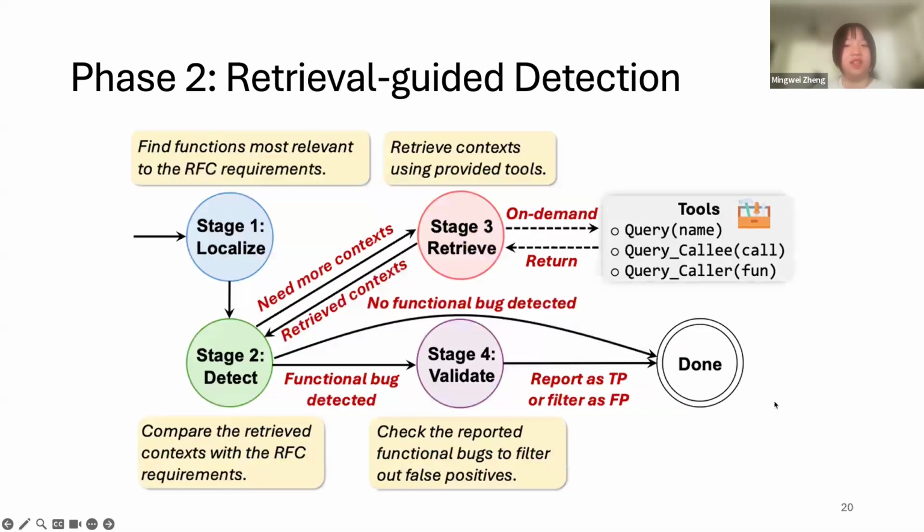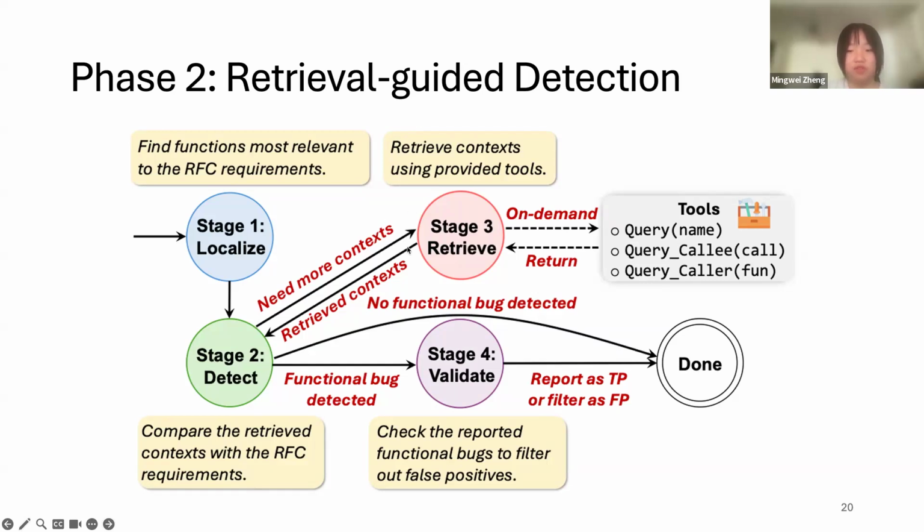So in the second phase, we perform this retrieval-guided detection. We first begin with localization: given the RFC requirements, the agent needs to identify the most relevant functions inside the code. And after stage 1 localization, it will go to stage 2 to compare this retrieved context with the RFC requirements.